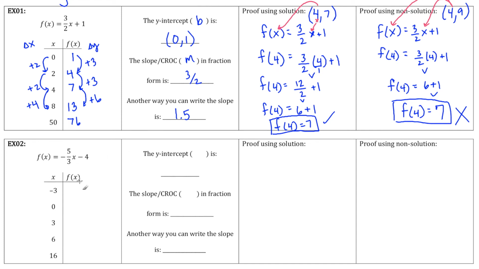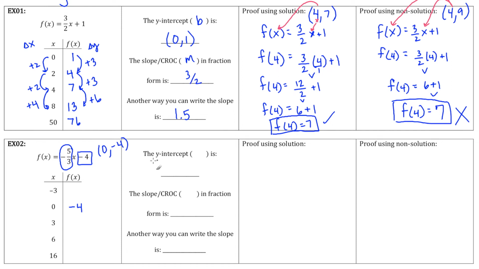And so f of x equals negative 5 over 3x minus 4. So our y-intercept is 0, negative 4. Remember to carry that negative there with it. A lot of you may want to put the negative 4 here because it's first, but remember the negative 4 goes across with the 0. And our slope is negative 5 over 3.